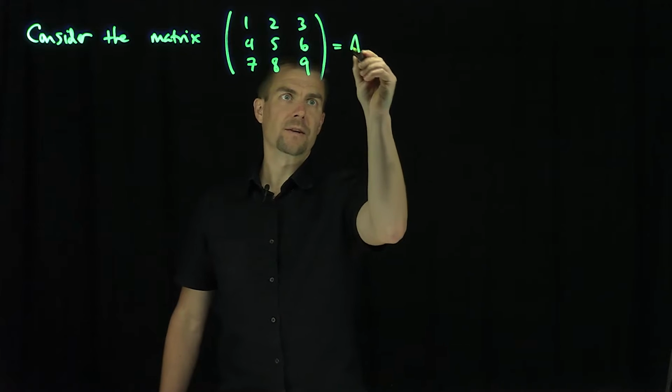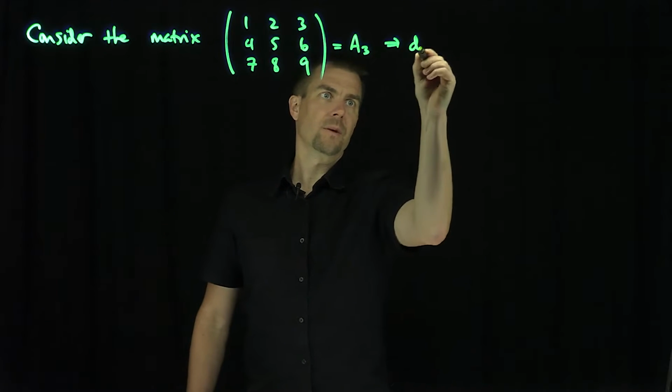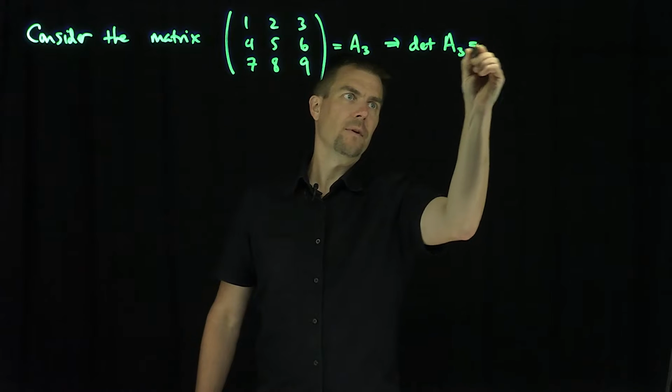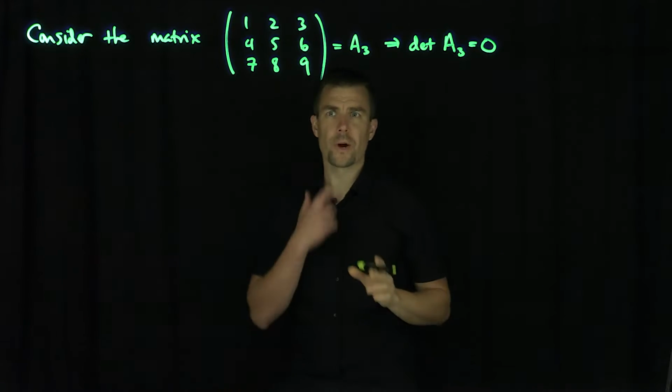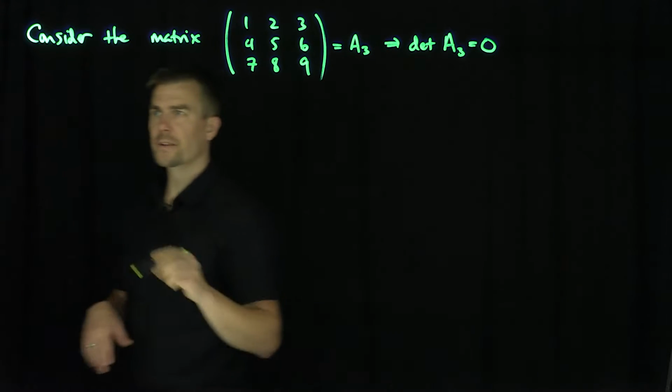So let's call this A sub 3. Then this implies that the determinant of A sub 3 is equal to 0. I'll show this in two ways. The first way is a clever trick. The trick is the following.